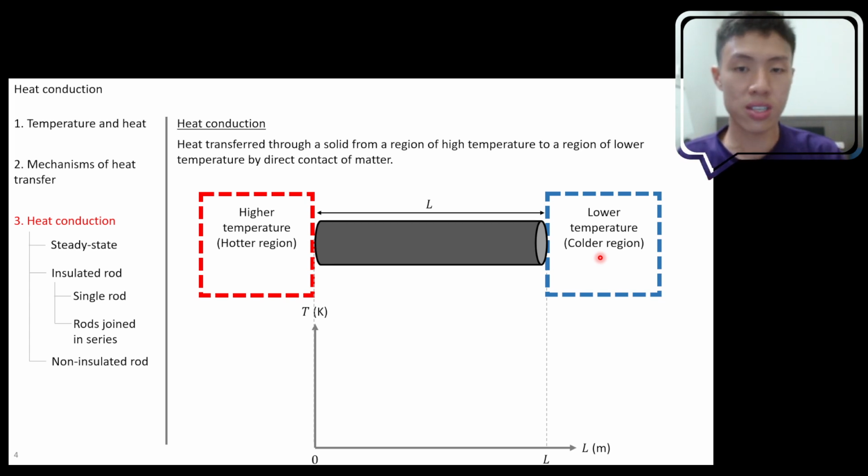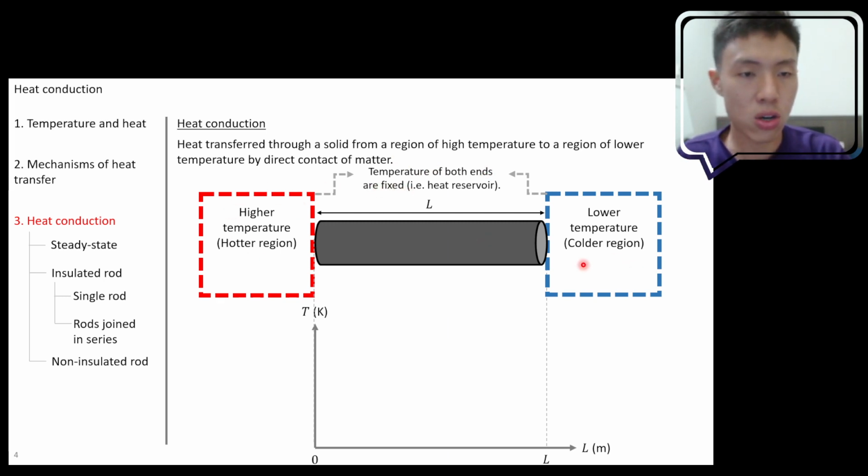So this rod here allows these two regions to be in thermal contact. Now once you have thermal contact, heat can transfer from the hotter region to the colder region. Okay, so we are going to study this specific example, and we are going to set some things to be fixed. One thing that we set as fixed is the temperature of both ends. So we have a hotter region and a colder region, right? We are going to fix the temperature at these two ends over here.